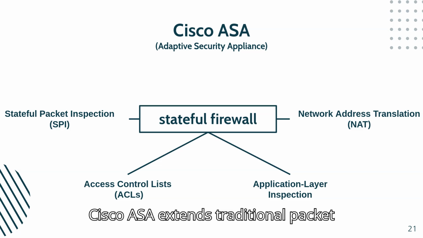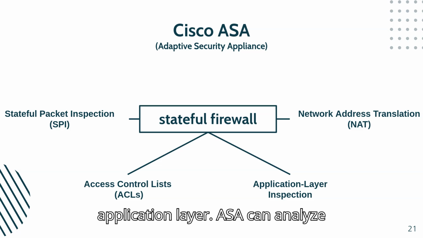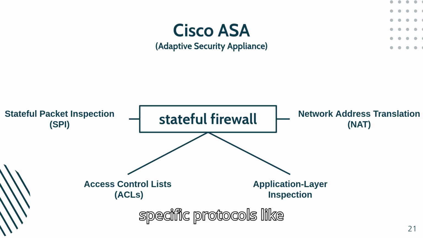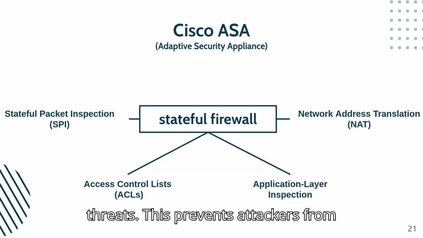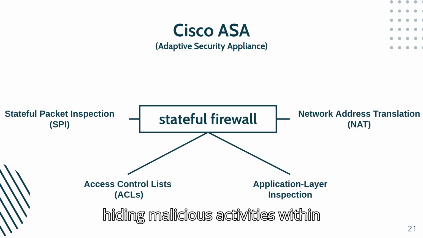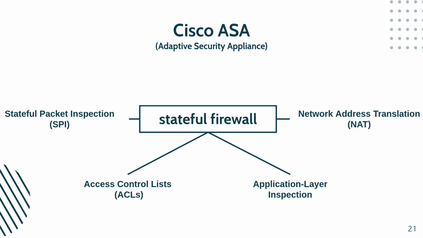Cisco ASA extends traditional packet filtering by inspecting traffic at the application layer. ASA can analyze specific protocols like HTTP, DNS, FTP, and SIP to detect and block application-specific threats. This prevents attackers from hiding malicious activities within legitimate looking application traffic.